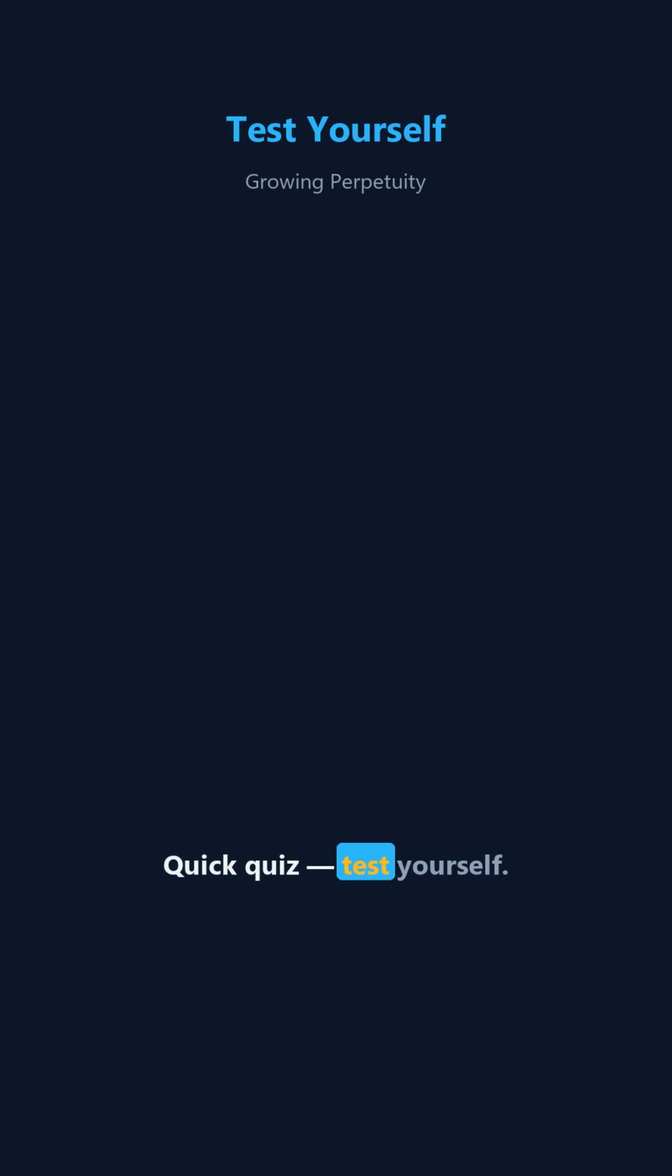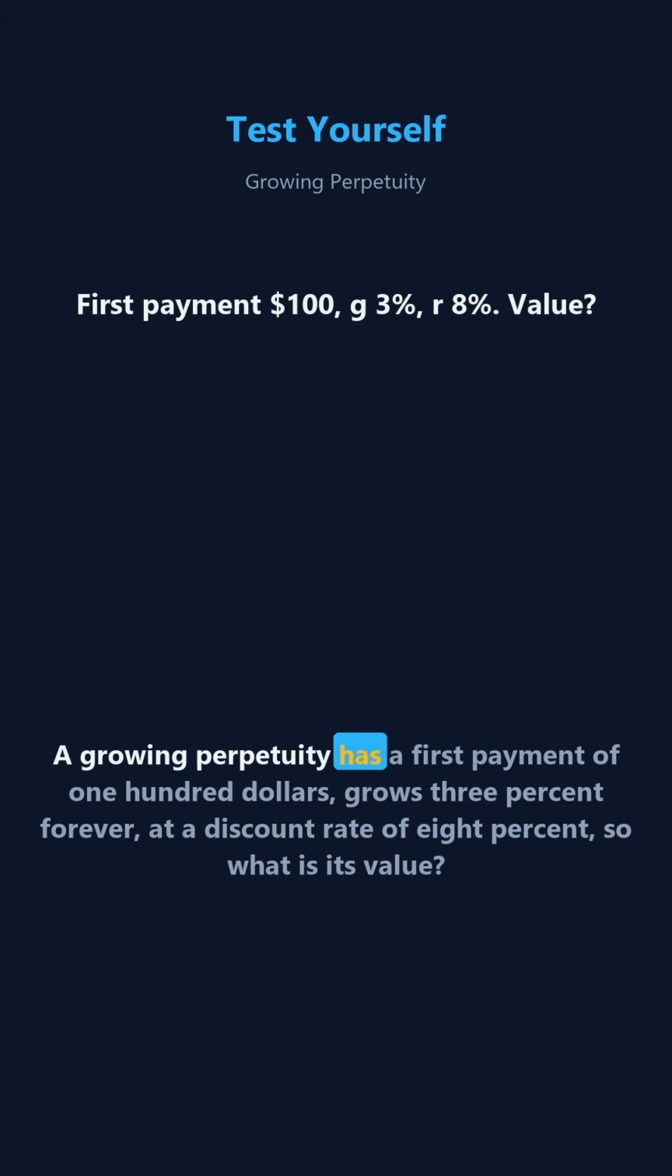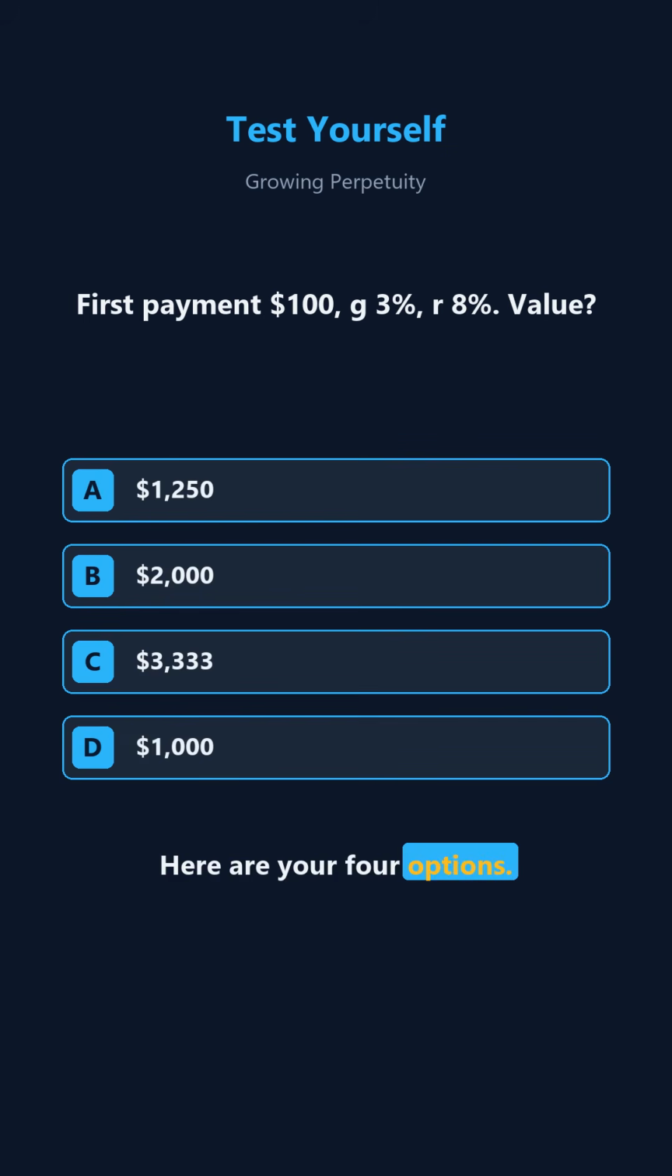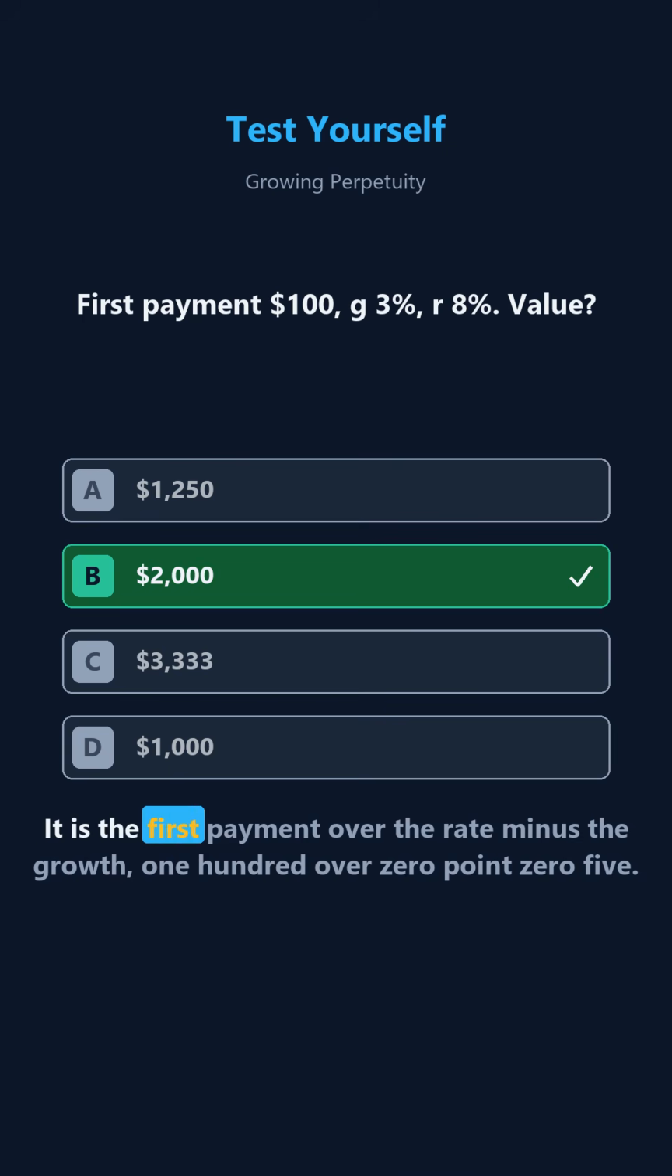Quick quiz, test yourself. A growing perpetuity has a first payment of $100, grows 3% forever at a discount rate of 8%, so what is its value? Here are your 4 options. Pause the video and solve it now. The correct answer is B, $2,000. It is the first payment over the rate minus the growth, 100 over 0.05.